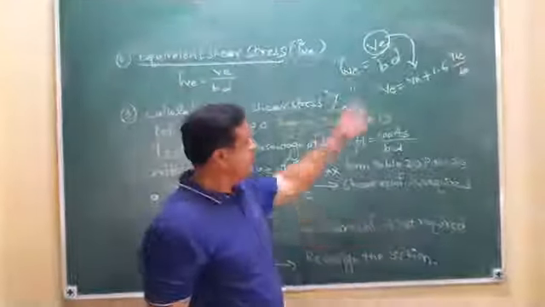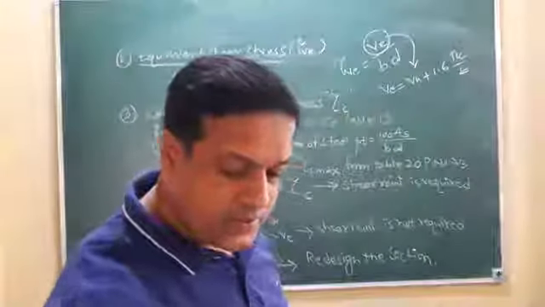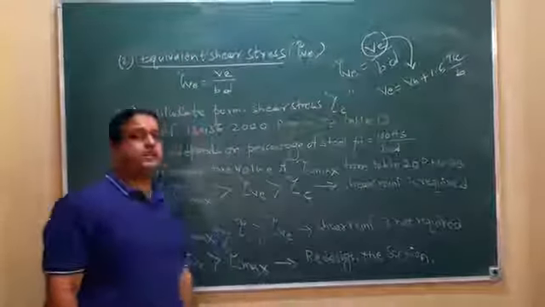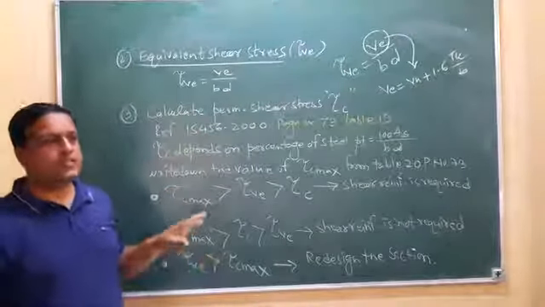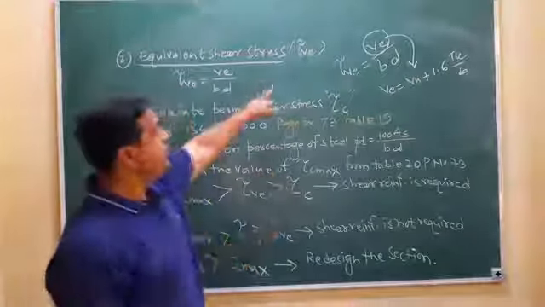So this is some explanation up to step 3. That means first find out the tau VE. First we find out the VE.